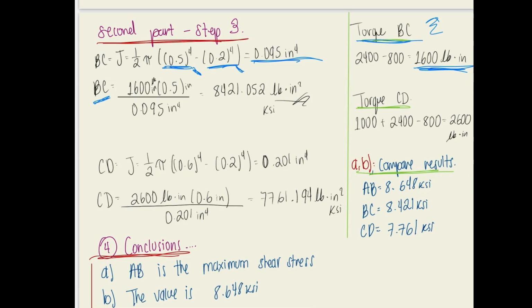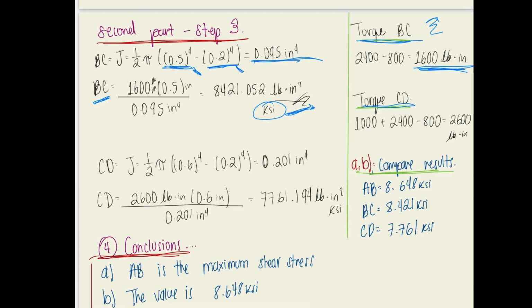And this gives us a result of 8,425.052 pound-force per inch squared. To calculate J and the maximum stress at points C and D, we have to do the same.